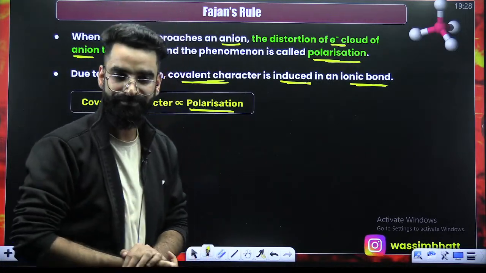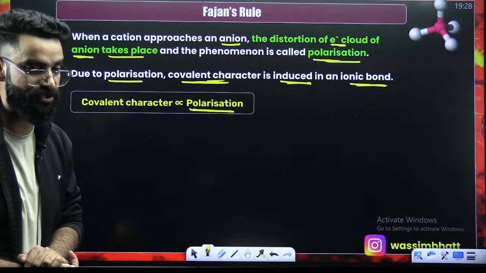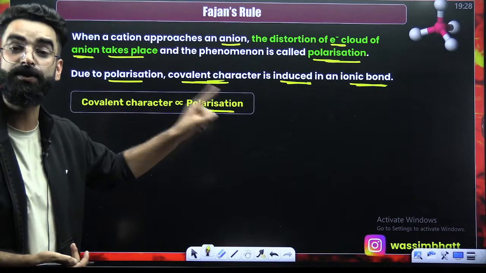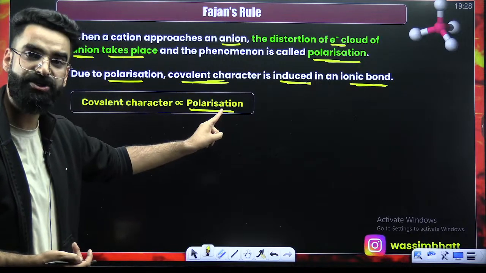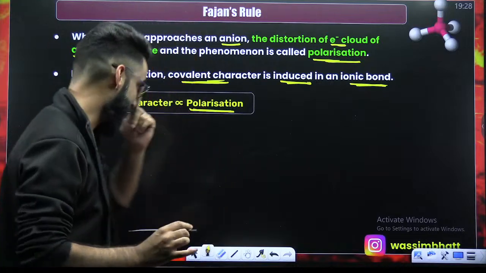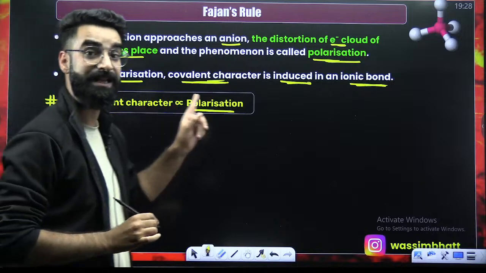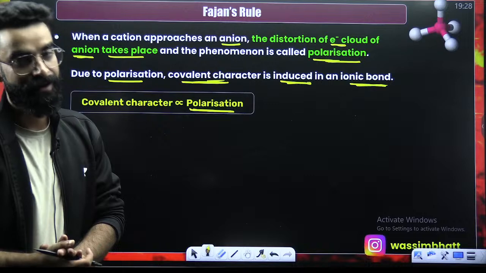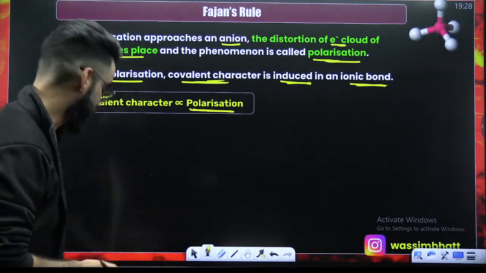Is this point clear to everyone? Quickly say yes or no in the chats. So due to polarization, what happens? Covalent character is induced in an ionic bond. And more the polarization, more the covalent character in an ionic bond. So I can generalize a statement over here. Covalent character in an ionic bond is directly proportional to polarization.